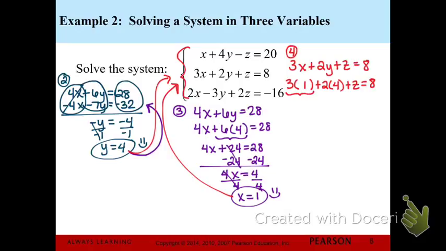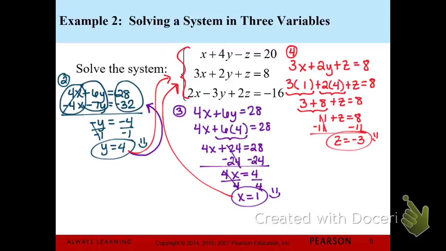Multiply, 3 times 1. 3. 2 times 4, positive 8. Plus Z equals 8. 3 plus 8, 11. Plus Z equals 8. Now what? Minus the 11 over. Minus the 11. And we get negative 3. Z equals negative 3.